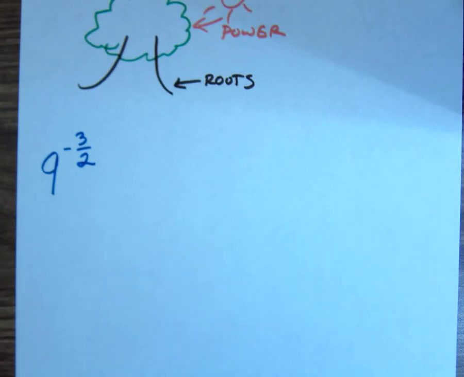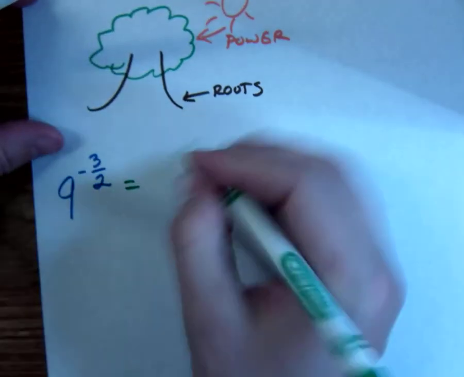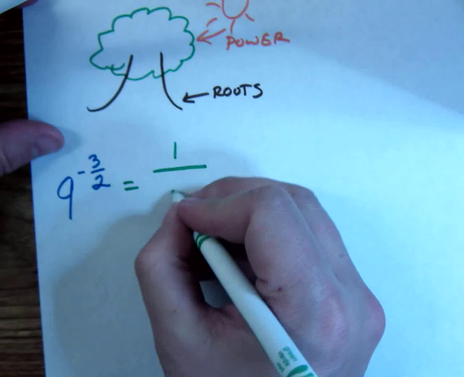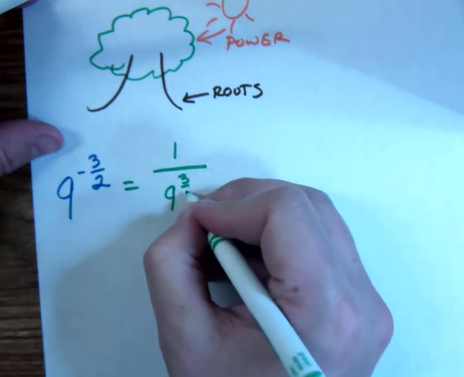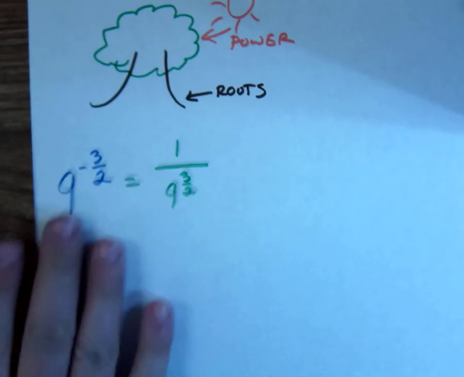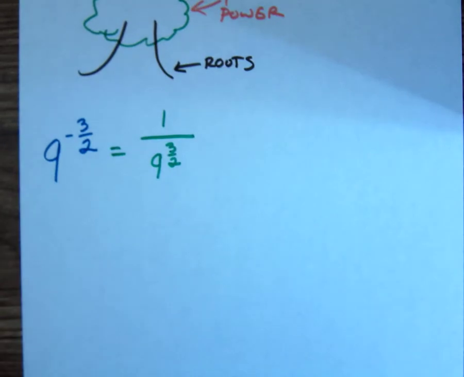So this is a flashback to last semester, which I'm sure you all vividly remember. Probably wake up screaming in the middle of the night remembering last semester. What do you do with a negative exponent? Put it on the bottom. Yeah, you put it on the bottom. So this is the same thing as 1 over 9 to the positive 3/2 power. Okay, so once I have this done, then what?